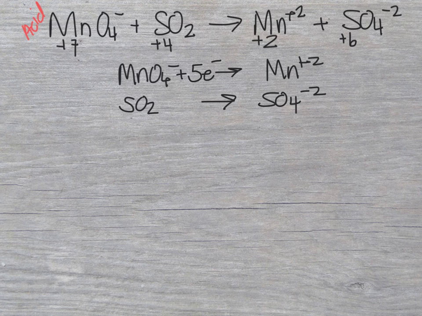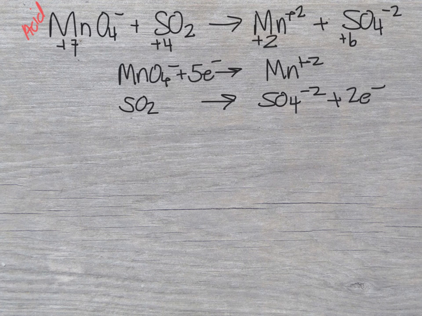In the case of the SO2, we are going from a plus 4 to a plus 6. So we're actually increasing our charge, so we're losing some electrons. So on this side, we're going to put our 2 electrons. The next step is to balance the electrons.